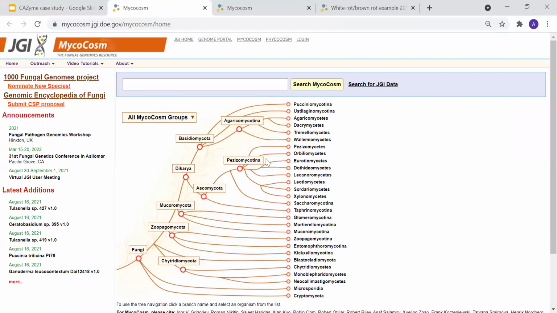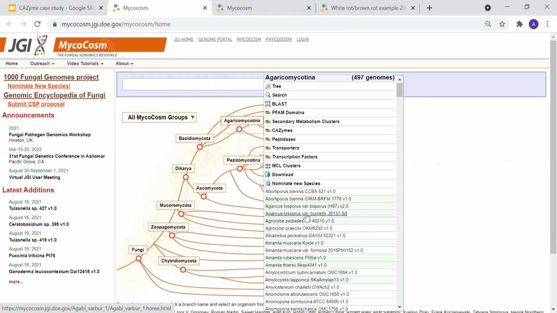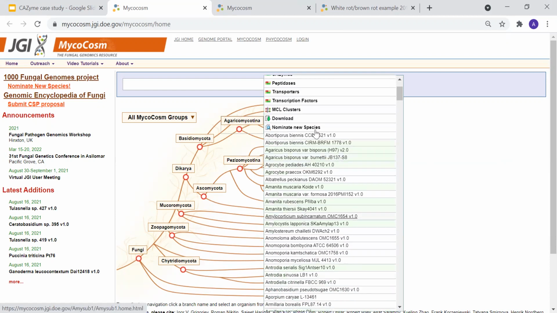So we're going to be focusing specifically on Mycotina. Mycotina houses two types of fungi that we're particularly interested in, white and brown rot fungi. But before we learn more about white rot and brown rot fungi, we're going to be looking at something a little bit more recognizable. So if I click on Mycotina, it shows me this drop-down menu of many different things, which we'll be exploring later, but we want to look at all of these fungi that are available to us.